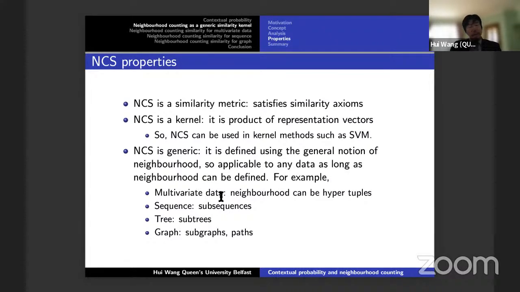for multivariate data, which is defined by a number of variables, a neighborhood can be defined as hypertuples. I'm going to show this later on. For sequence data, the neighborhood can be subsequences. For tree data, the neighborhood can be subtrees. And for graph data, the neighborhood can be subgraphs or even paths. So there is flexibility in the notion of neighborhood.